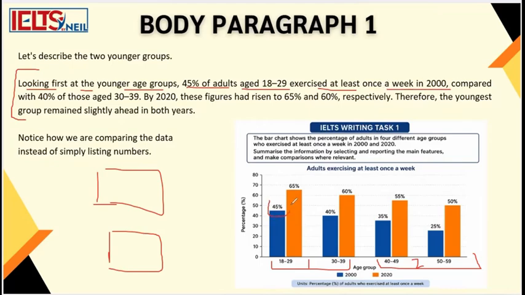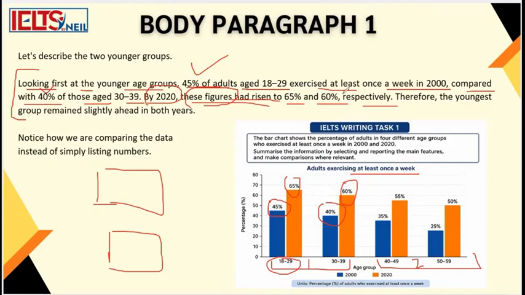So which is this one, 45% exercised once a week from this age group, right? Compared to 40% of those aged 30 to 39. So this is here. Now moving on, by 2020, these two figures, this one and this one, that's what we're talking about. These two figures had risen to 65% and 60% respectively.